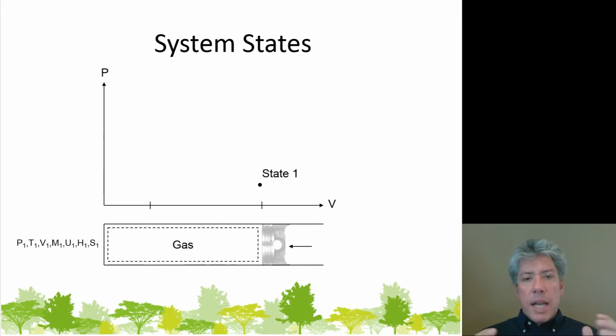Now, of course, I need more than just pressure to define a state. I need pressure and, say, volume and temperature. These collections of properties at one value is called a system state. Okay.